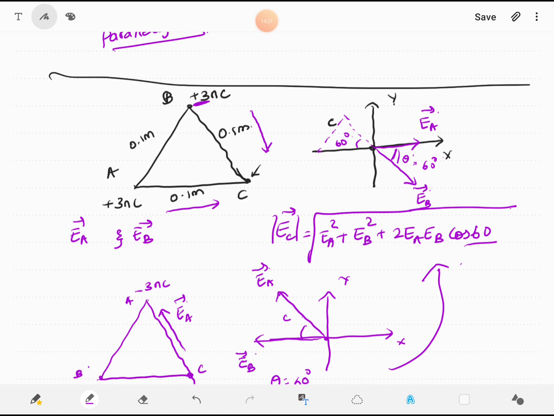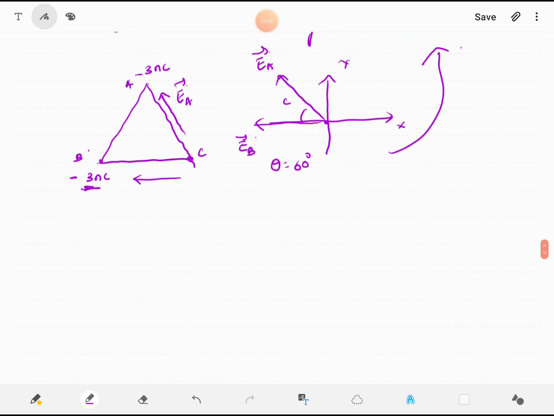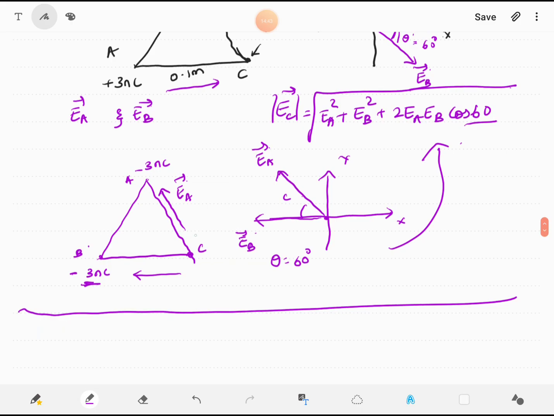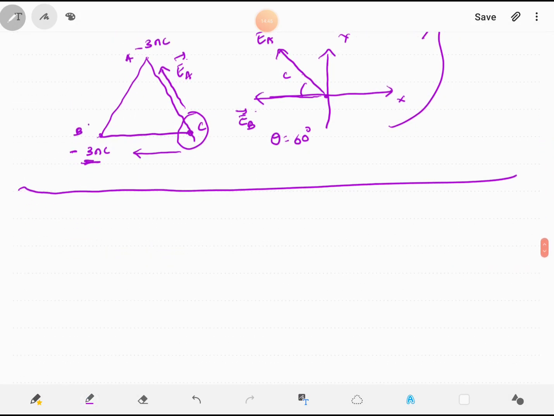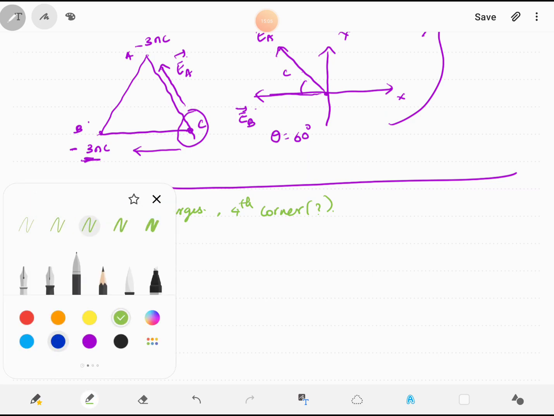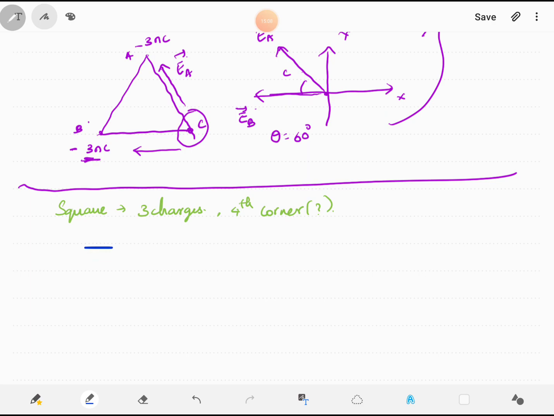Okay then, moving on to the next problem, we will take up a problem in which we are given a square and we are asked to find the resultant electric field at one more point. In the triangle problem, we had two charges and we were supposed to find the electric field at one of the corners. Now, in case of a square, we will be given three charges and we'll be asked to find the electric field at the fourth corner. This is the question that will be asked to you in the exam. So let us take a quick question and try to solve it. So let's consider a square ABCD.